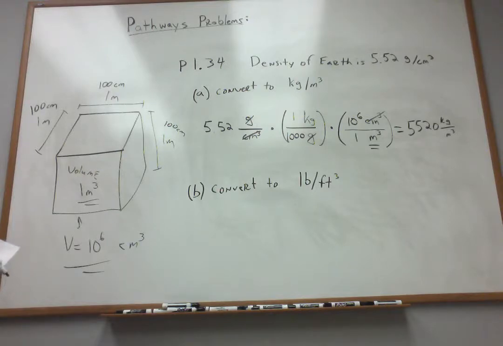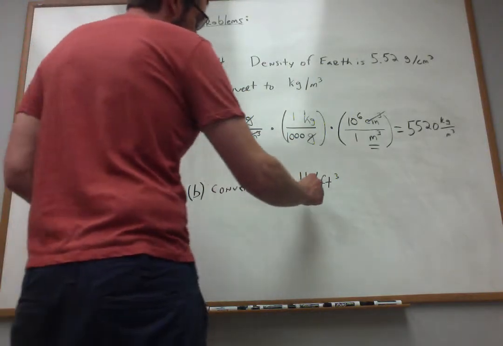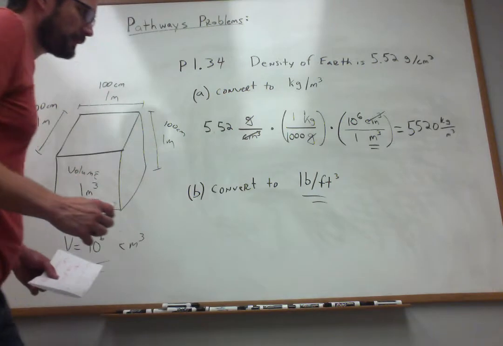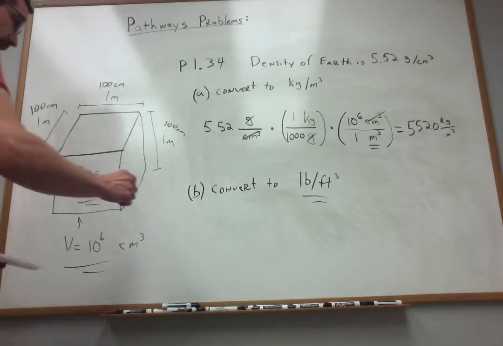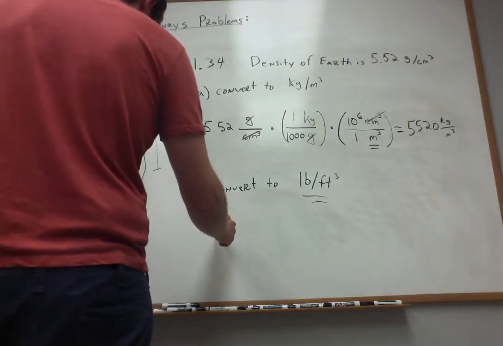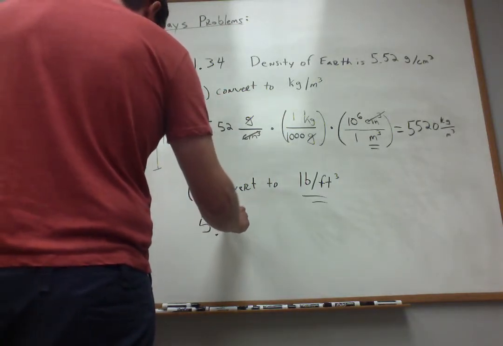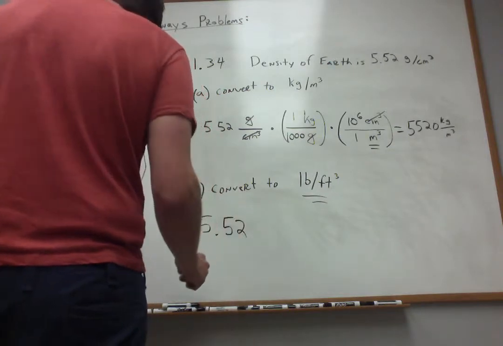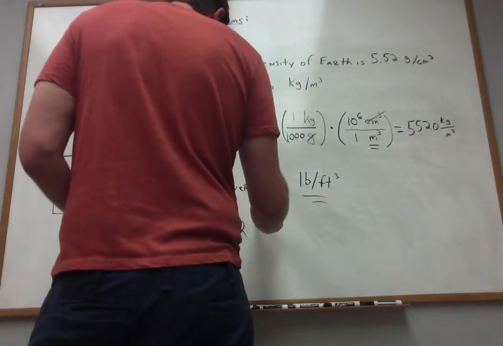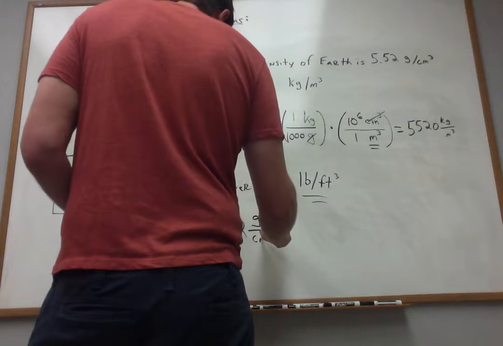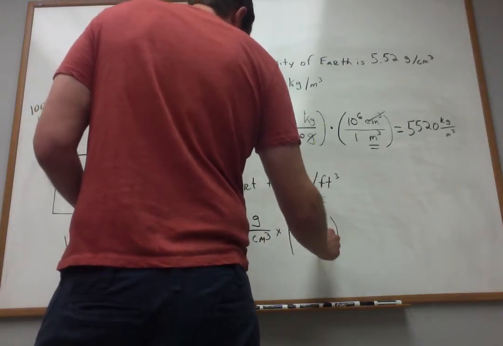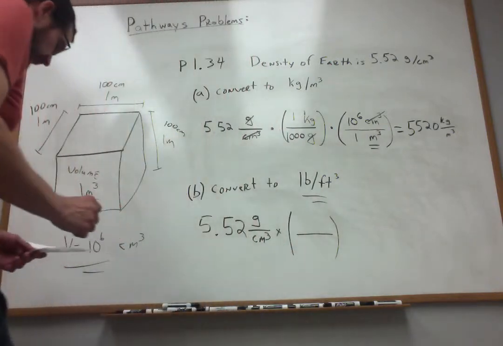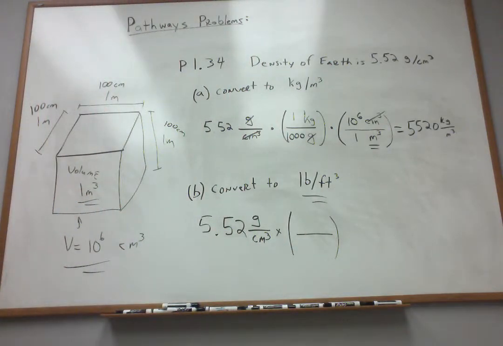Now moving on, part B. We want to convert to pounds per cubic foot. Now these are English units, but it's still a metric to English conversion. So we approach things in a very similar way. Start out with what we know: 5.52 grams per cubic centimeter.